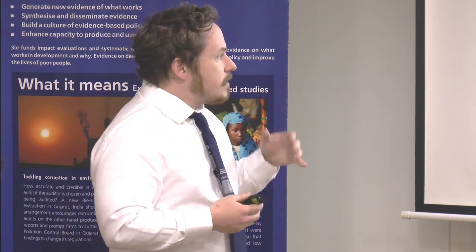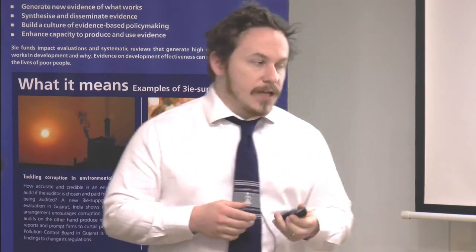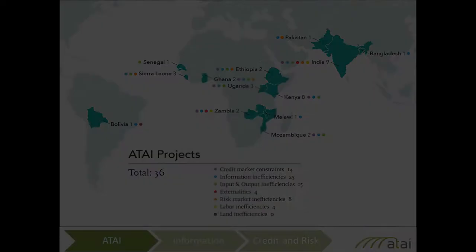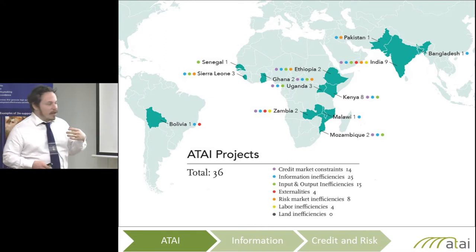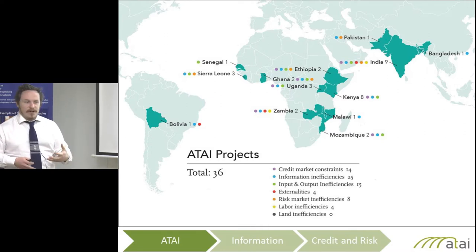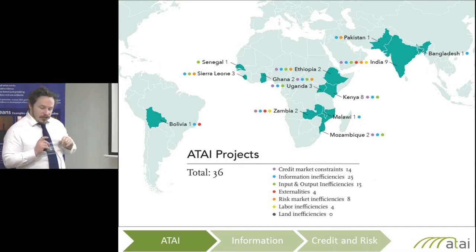So we focus on testing innovative strategies to increase the uptake of different kinds of technologies, in particular focusing on 7 different constraint areas that we identified through a review paper. These are credit market constraints, information inefficiencies, input-output market inefficiencies, externalities, risk markets, labor markets, and land markets. And as you can see already, we don't have policy lessons for all these different things because in many areas there isn't enough research to even start thinking about how we bring these to policymakers. So we haven't even touched those areas.